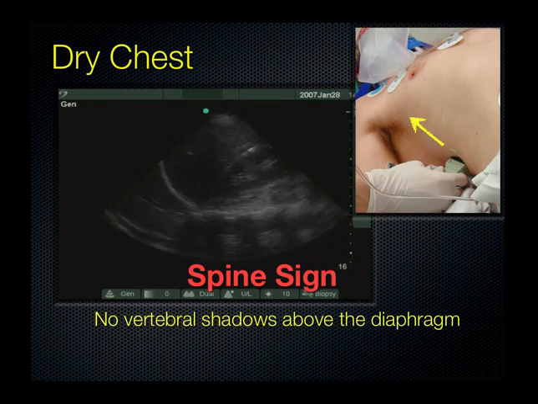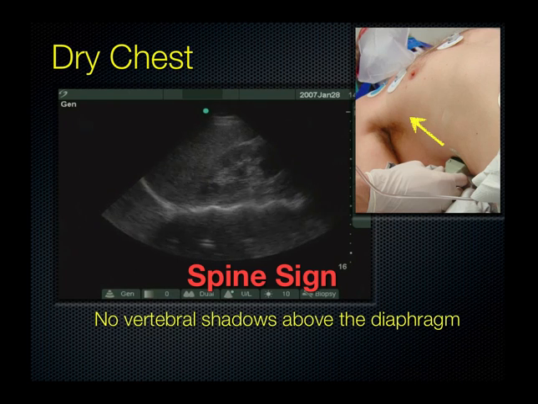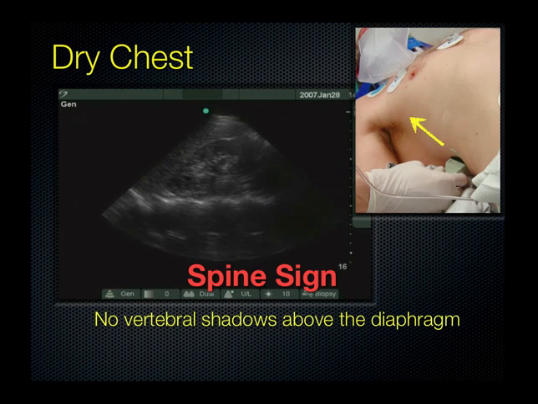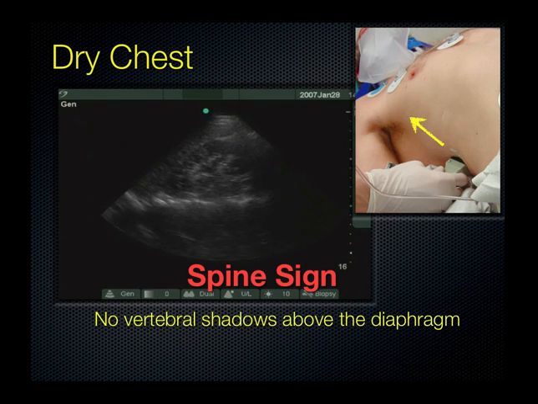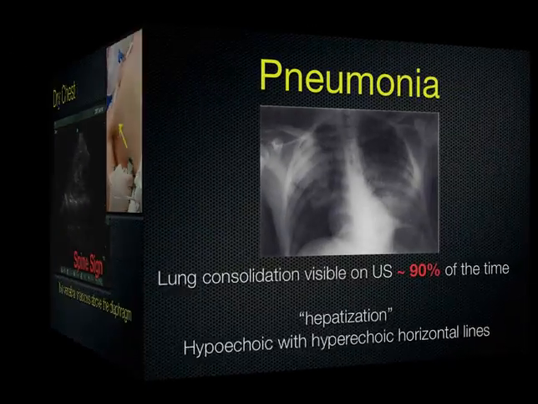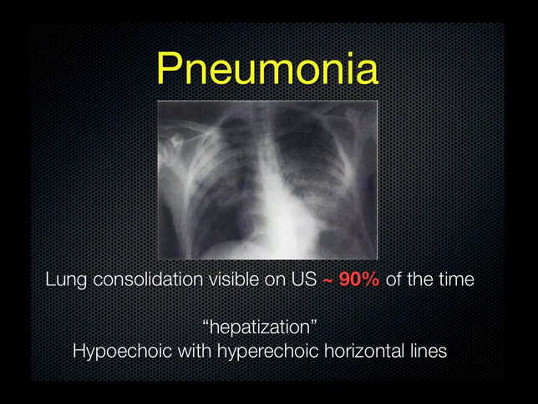We call this the spine sign, where no vertebral shadows can be seen above the diaphragm, and that helps us appreciate that there is no fluid above the diaphragm. Moving on to pneumonia.